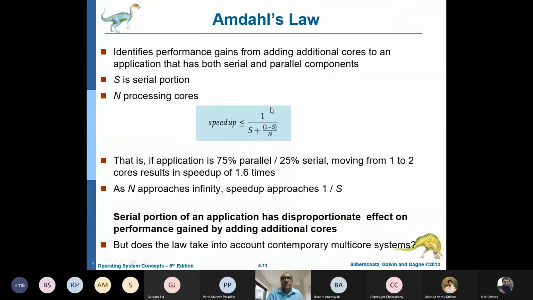However, it's not truly like this now, because even the cores, as I mentioned, now have hardware threads. On a single core, you can run multiple threads also. So that way you can still enhance the speed.